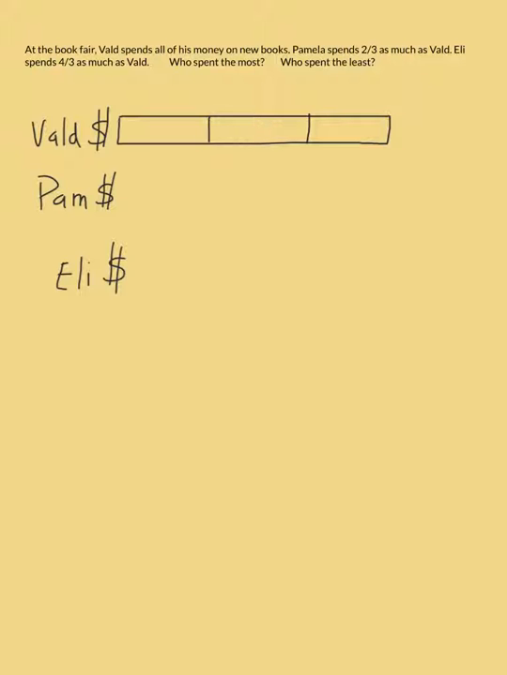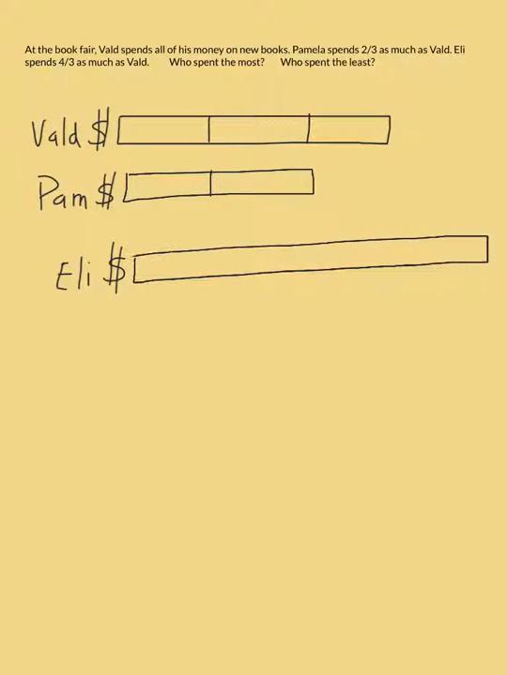It says that Pamela spent 2/3 as much as Vald. So if Vald spent 3/3, or all of his money, then Pamela spent 2/3 as much as Vald. That means she spent 2 of those pieces, equivalent to 2/3 of his. And Eli spends 4/3. So he spends 1, 2, 3, and then an extra one, 4/3, for that amount of money. So we have there his 4/3.